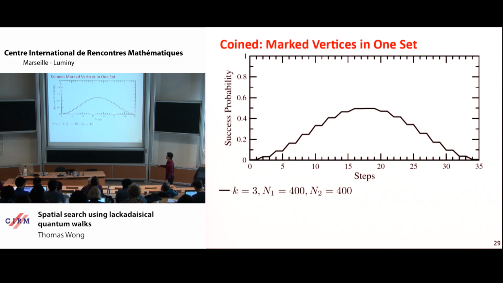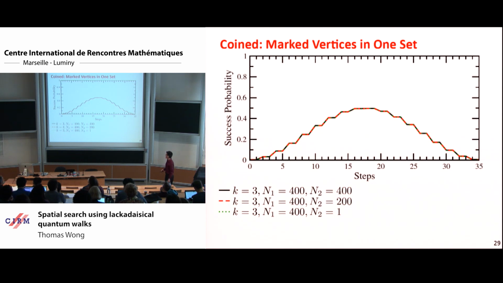What happens is the success probability goes up, reaches a half at this time, and then goes back down and it's periodic. Let's say we change the number of vertices in the second set. Instead of 400, let's say it has 200. What you see is we get the exact same evolution. The success probability reaches a half at the same time. And again, if you change the number of vertices in the right set to even just one, you can see these little green dots, and it follows the same curve.